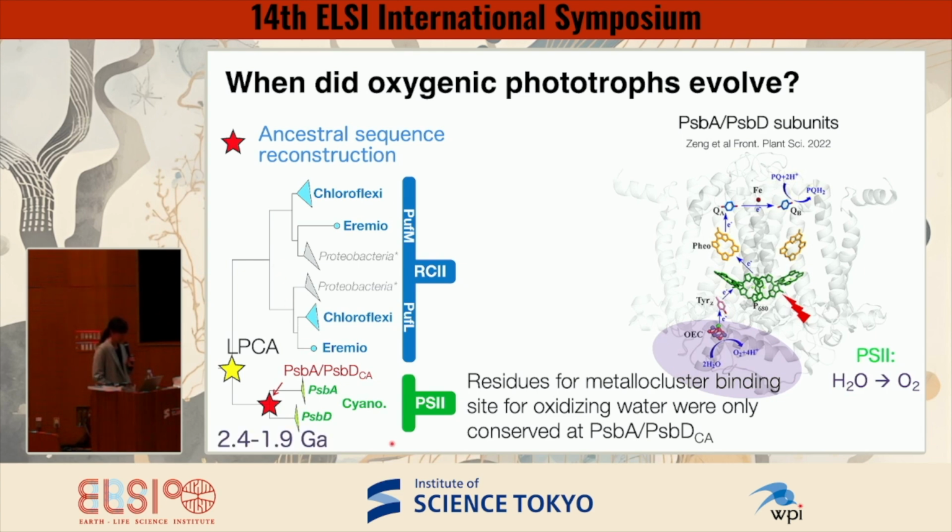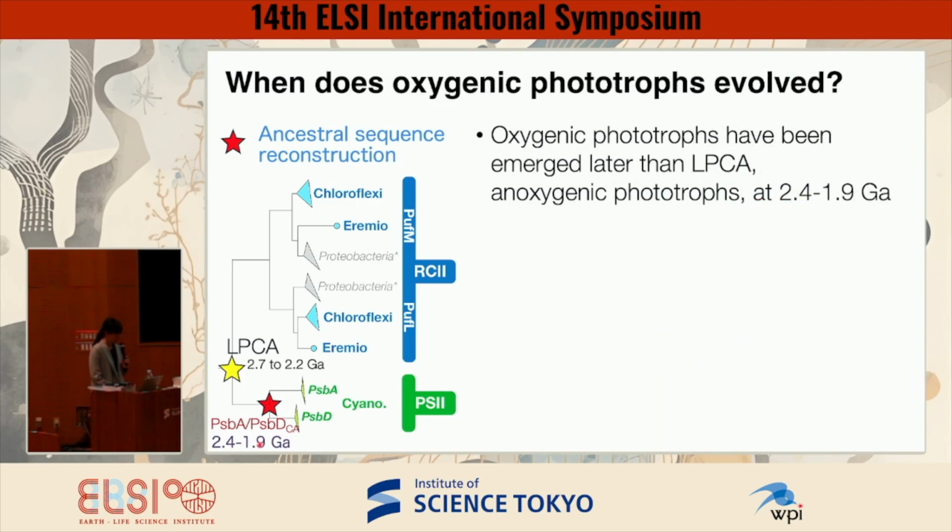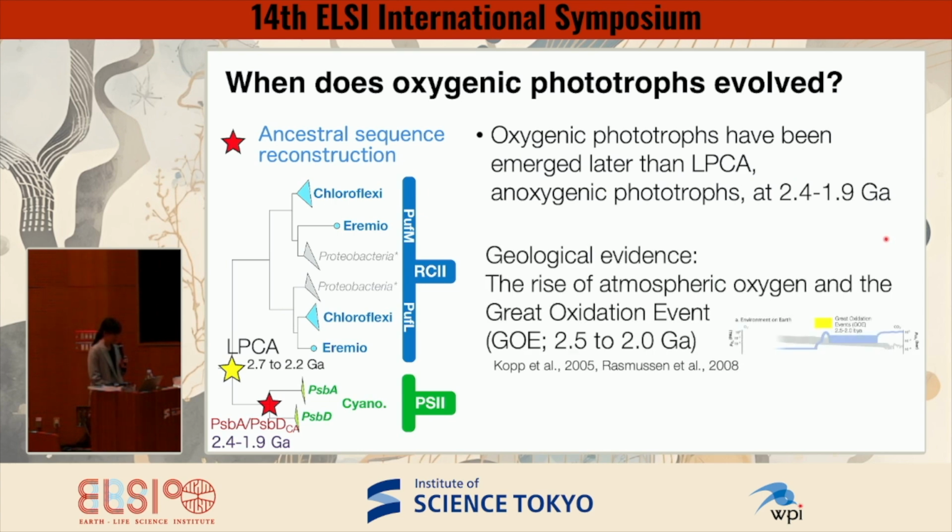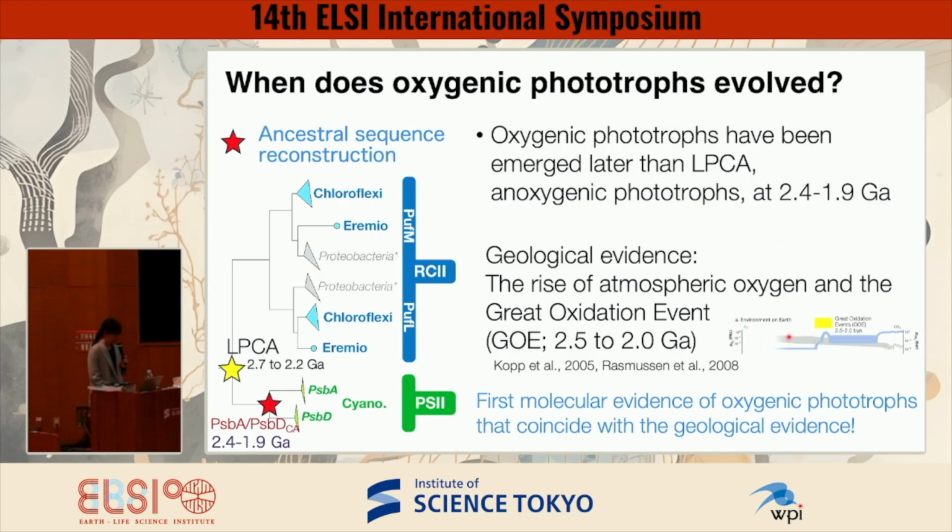We did another molecular clock analysis for this clade. This showed that the divergence time of this clade is at least 2.4 billion years ago. So our molecular clock analysis indicates that oxygenic phototrophs evolved later than Lapka, around this age, and this timing matched the Great Oxidation Event, providing the first molecular evidence directly linking oxygenic phototrophs to the rise of atmospheric oxygen.